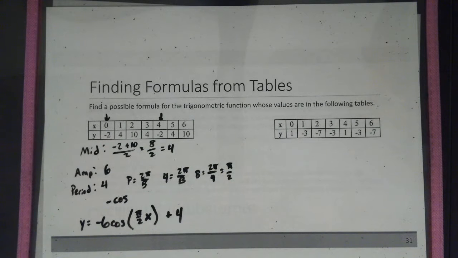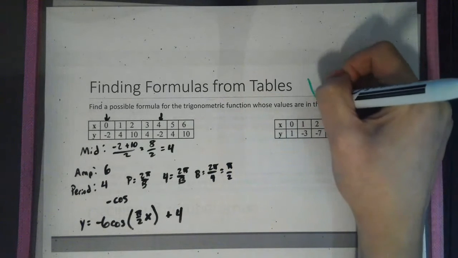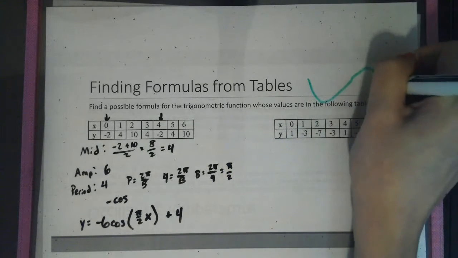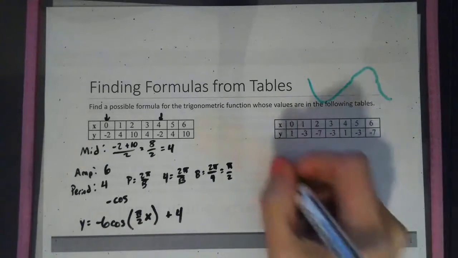Let's try the next one. It looks like we're starting at 1, going to -3, -7, -3, +1, -3, -7. So it looks like we're starting at the high point this time.